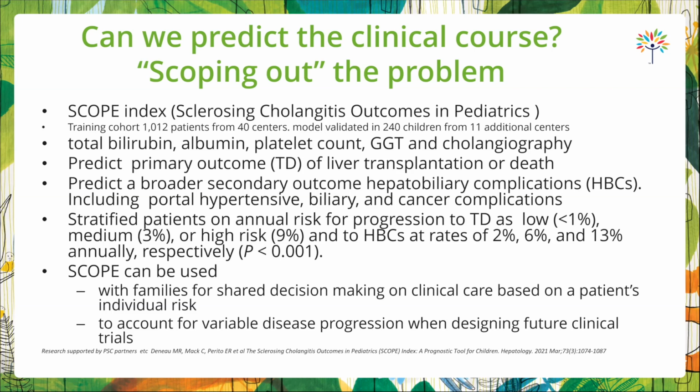And using this scoring system, they were reasonably accurately able to predict the likelihood of some of these complications in timeframes on an annual basis, risk per year. And this SCOPE index can be used for shared decision-making between you and your doctor, in deciding clinical care needs based on a patient's individual risk and their risk of progression.